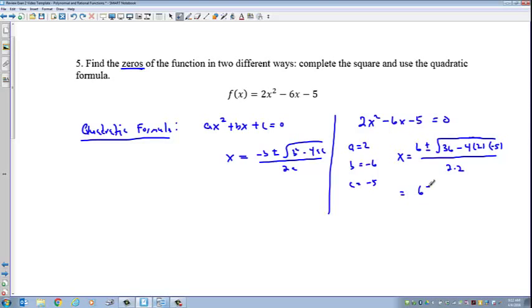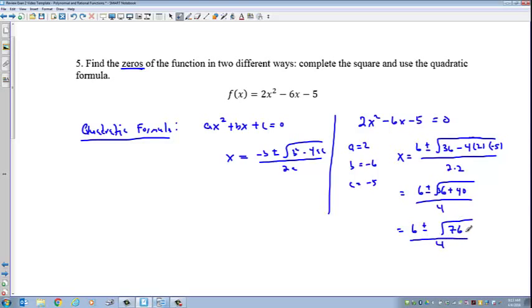So you have 6 plus or minus the square root of 36 plus, it's plus because it's negative, and here you have what? You have 5 times 4, which is 20, times 2, which is 40, and that's all over 4. And we keep on going here, 6 plus or minus the square root of, what's this, 76? Yeah, 76, all divided by 4.